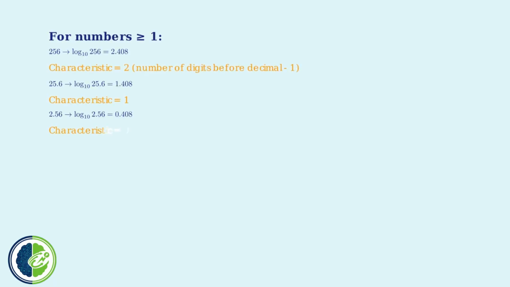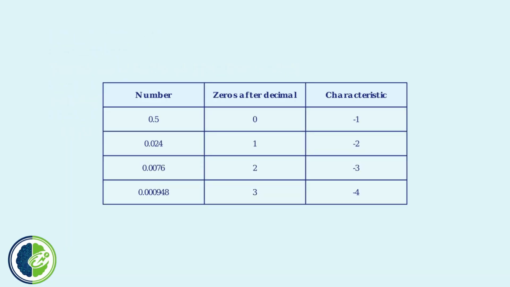For numbers greater than or equal to 1, the characteristic equals the number of digits before the decimal point minus 1. For example, 256 has 3 digits, so the characteristic is 2. Similarly, 25.6 has 2 digits before the decimal, giving a characteristic of 1. For numbers less than 1, the characteristic becomes negative.